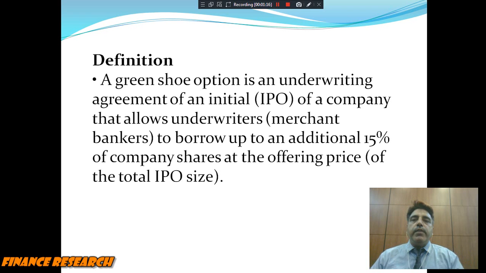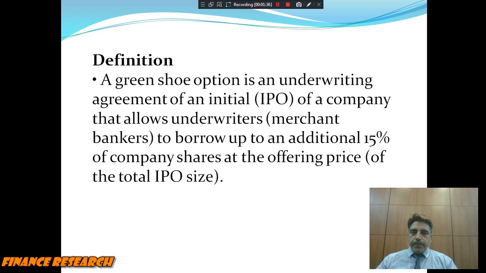Greenshoe option is basically an underwriting agreement of a company's initial public offering that allows the merchant bankers, who are known as underwriters, to borrow up to an additional 15% of the company's shares at the offering price. That means 15% of the total IPO size.